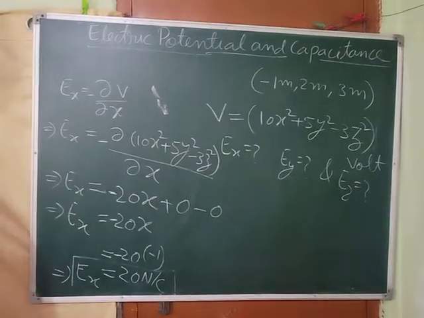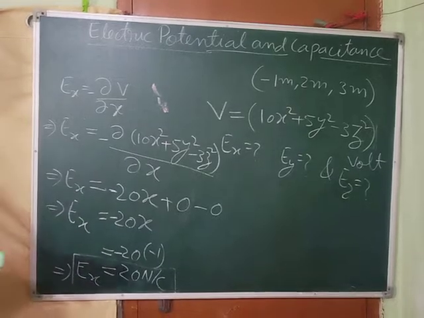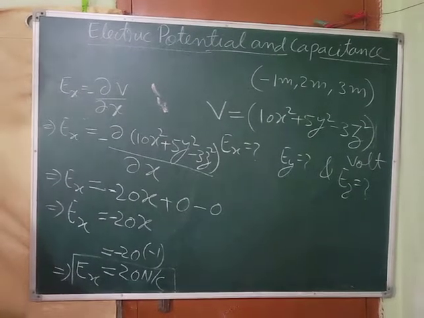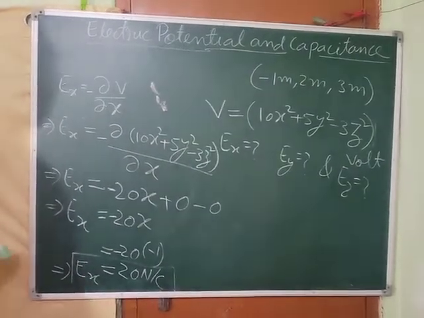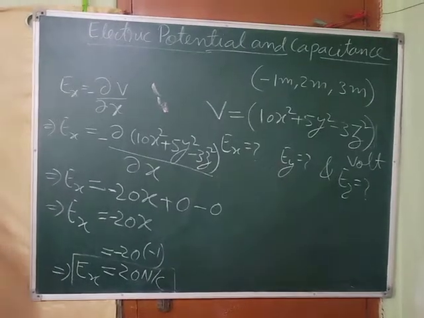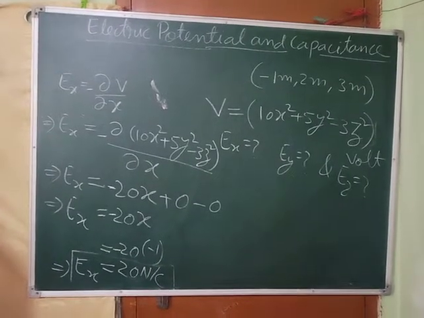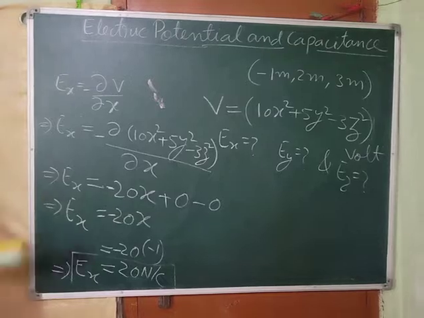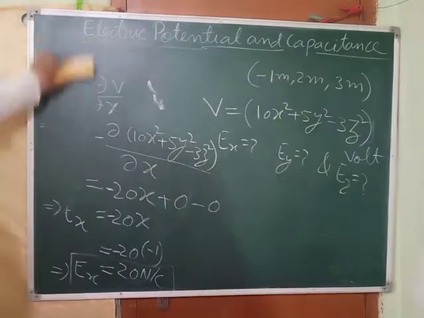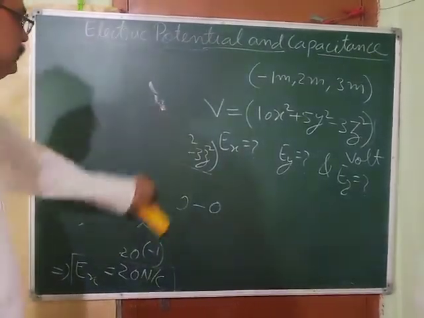Okay. Now, in the same way, we have to find out Ey and Ez. So, just note it down so that I can remove it and we can go for the Ey part and Ez part. Done? Okay. Now, similarly, we have to go for the Ey part.